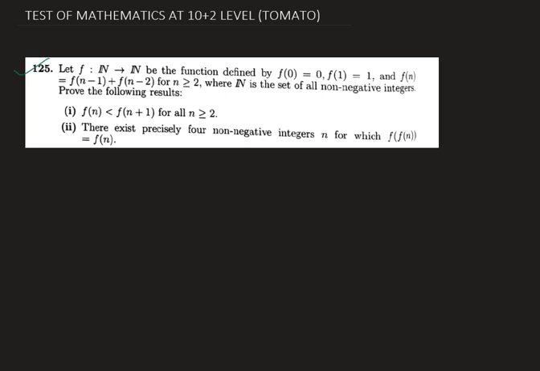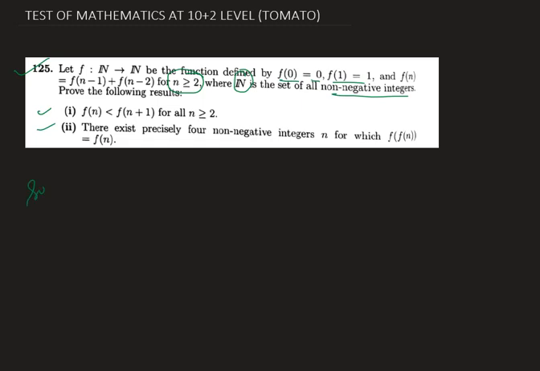गया है। Let f(n) be such that it is a mapping from natural numbers to natural numbers, and the function is defined by f(0) = 0, f(1) = 1, and f(n) = f(n-1) + f(n-2) for all n ≥ 2, where N is the set of all non-negative integers, and we have to prove the following results: that f(n) < f(n+1) for all n ≥ 2, and the next one is there exist precisely 4 non-negative integers n for which f(f(n)) = f(n).